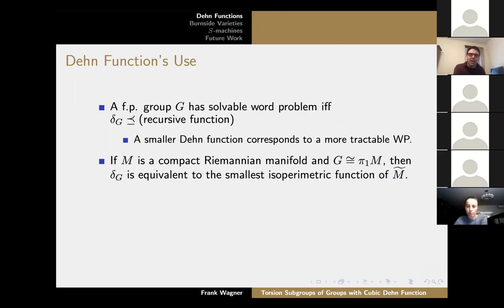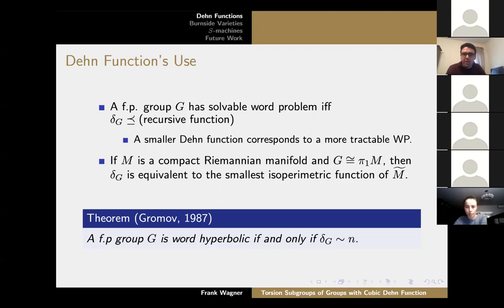And the Dehn function also gives us another characterization of hyperbolicity, in that a group is hyperbolic if and only if it's finitely presented and has linear Dehn function.